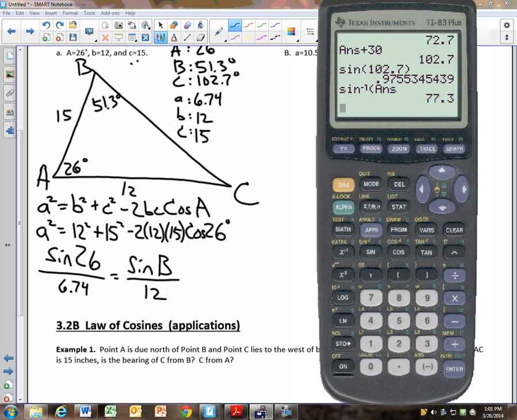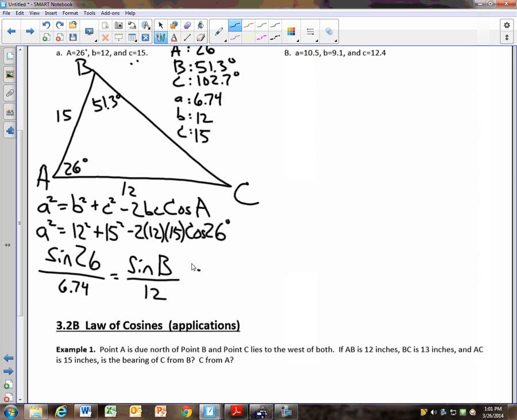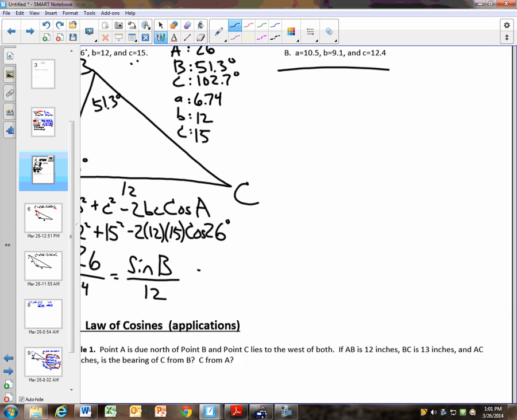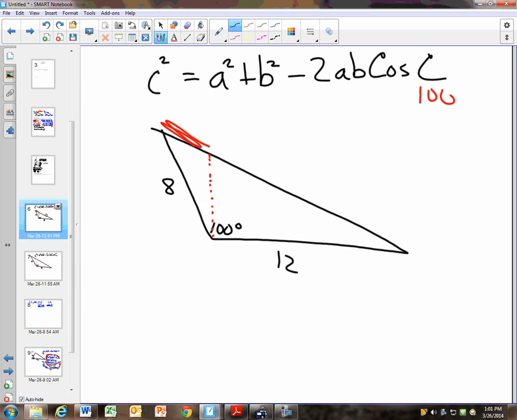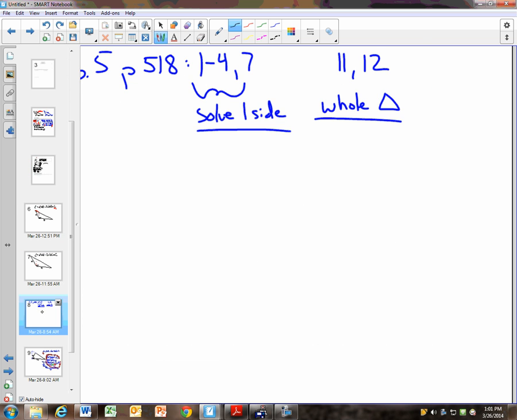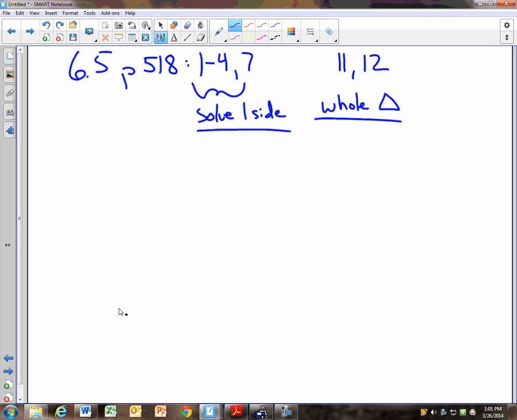Okay, I'm done. We're going to do this one tomorrow. What's different about this one? It's all sides. So get your practice with what we're doing right now. The assignment is 6.5, page 118. For 1 through 4 in problem 7, all you're looking for is an opposite side. That's it. You're not asked to do anything else. But for 11 and 12, you have to solve the entire triangle.